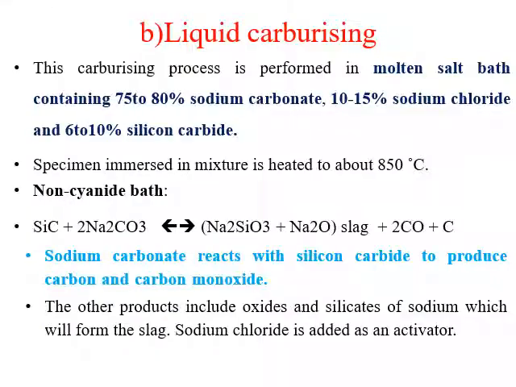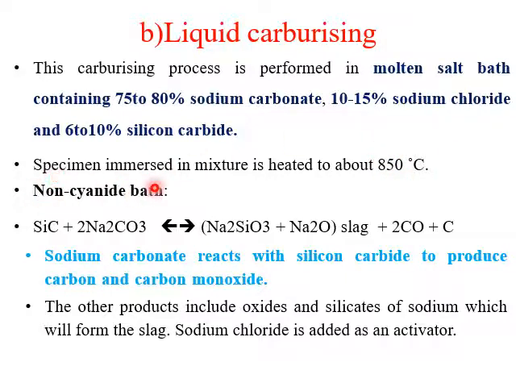Moving on to the second category in carburizing, we have liquid carburizing. The previous one was solid carburizing. Here the specimen is dipped into a molten salt bath containing 70 to 80% sodium carbonate, 10 to 15% sodium chloride and 6 to 8% silicon carbide. You can say carbonate, chloride and carbide. All these things are rich in carbon. The specimens are immersed in this bath containing these three materials, which is heated up to 850 degrees Celsius.